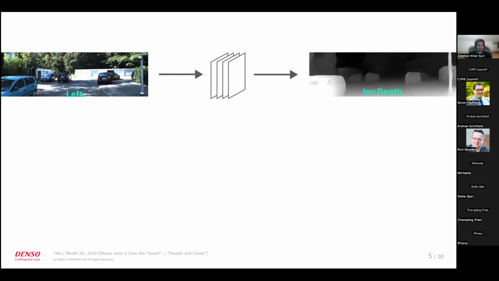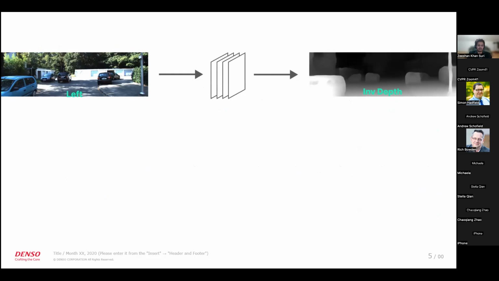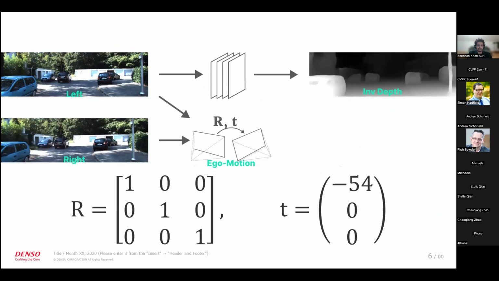And here I start with a stereo setting as proposed by Garg et al. As you can see, given a left image, we first predict an inverse depth using a depth network, and then since we already know the stereo baseline between the left and right image, so in this case for KITTI, this baseline was 54 centimeters in X direction.